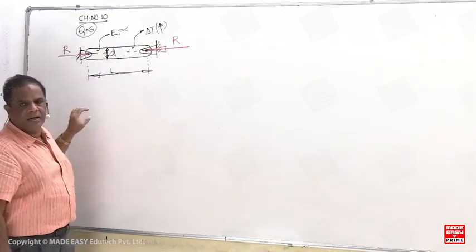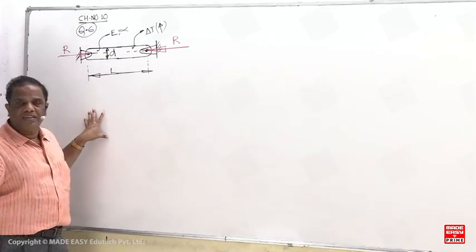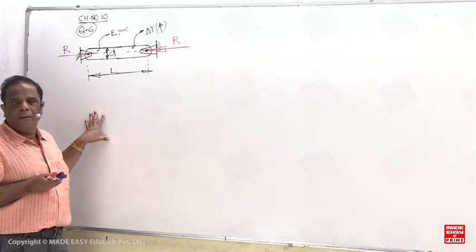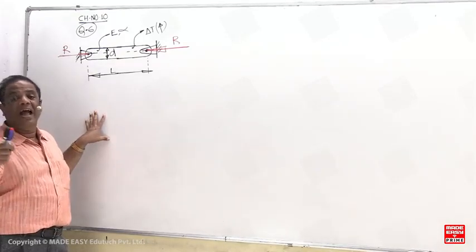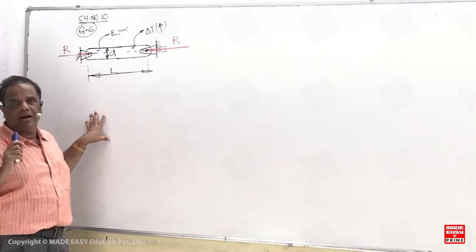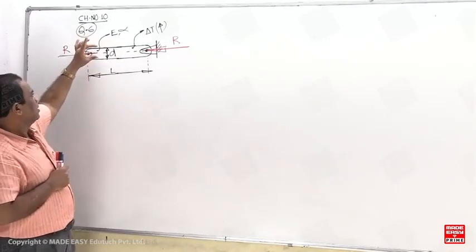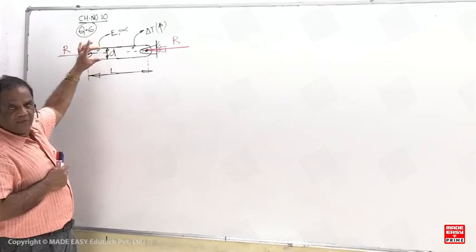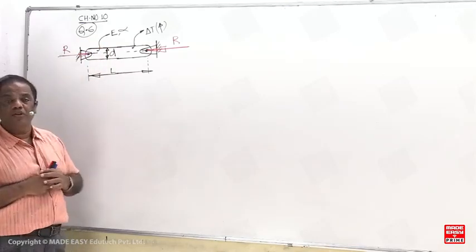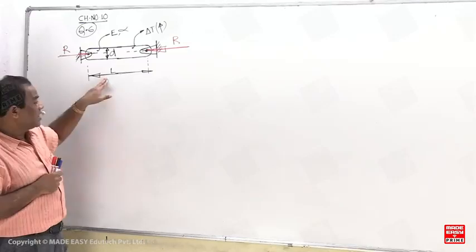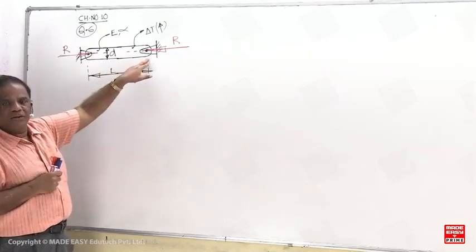But which one is a constant? Once a bar is manufactured, buckling load is a constant. What is the buckling load now? Pi square E I minimum upon LE square. Young's modulus is fixed. I is fixed. What is the I value? Pi by 64 d to the power of 4. Diameter is fixed, length is fixed, and end conditions are fixed.